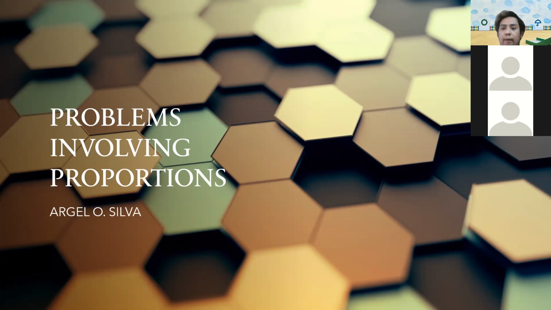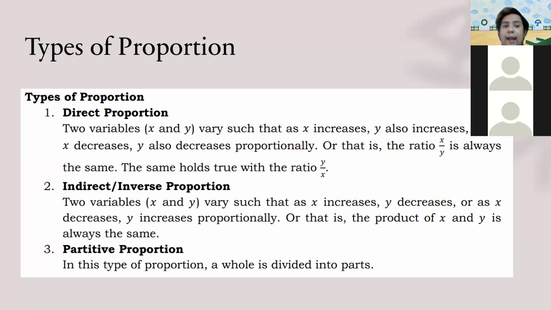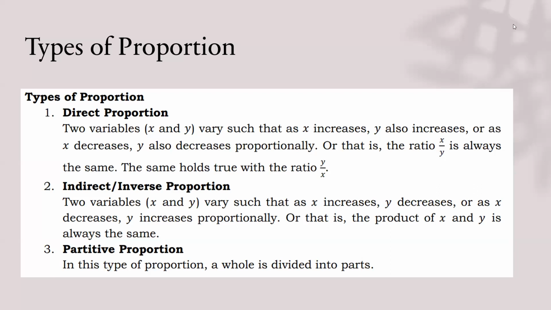And there are three main types of proportion. Balikan lang natin. We have the direct proportion, indirect proportion, and partitive proportion. When we talk about direct proportion, kapag tumaas ang isa, ay tataas din ang isa. The two variables vary such that as x increases, y also increases. Ang example niyan, kapag bumili tayo ng itlog, sa pagdami ng pagbili natin ng itlog ay sa pagmahal ng babayaran natin. That is one kind of direct proportion.